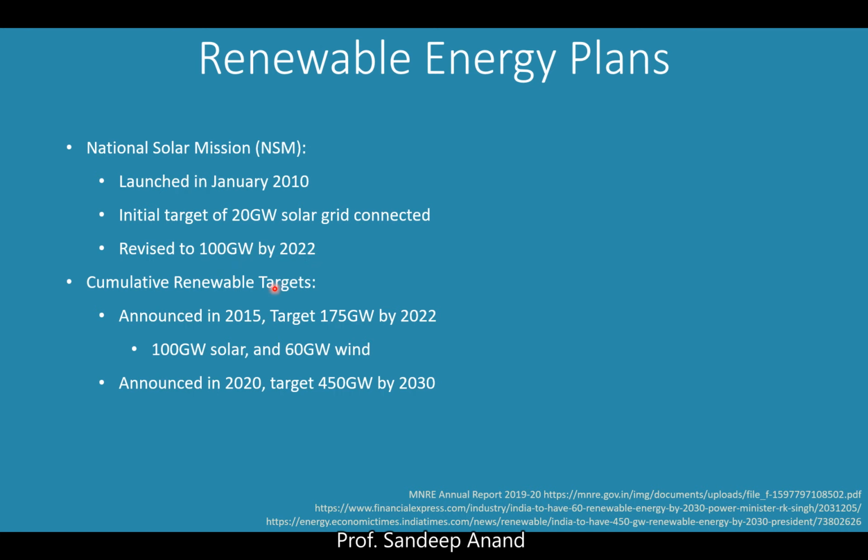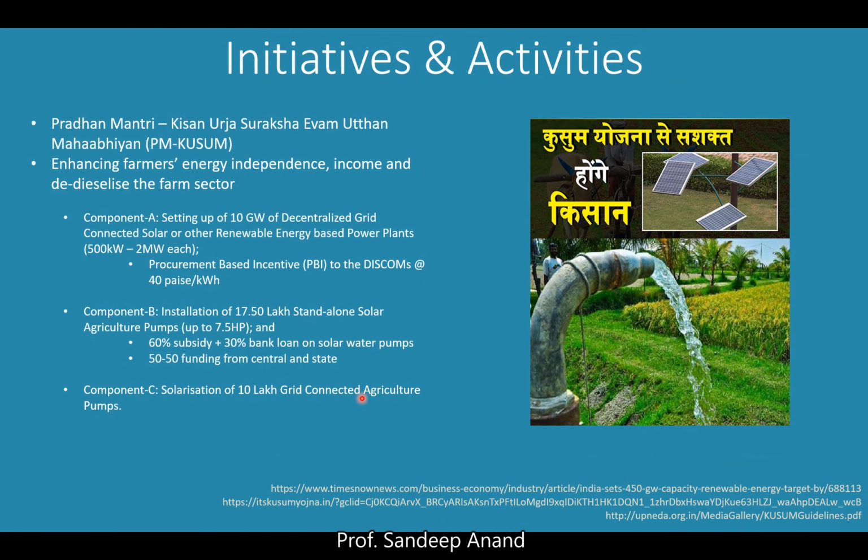What about the cumulative renewable targets? Again, the earlier target was about 175 gigawatt of total renewable, solar, wind, everything put together by 2022, aiming for 100 gigawatt of solar and 60 gigawatt of wind. Now, recently it has been announced that the target for 2030 is 450 gigawatt of total renewable. So in our grid, we would see a lot of increase in power generation from these renewable sources in the coming future. What are the different initiatives and activities going on in and around the renewable sources?